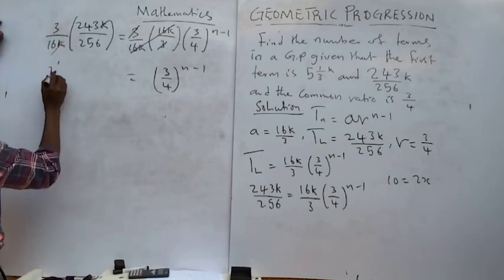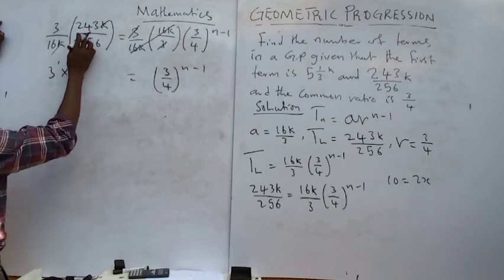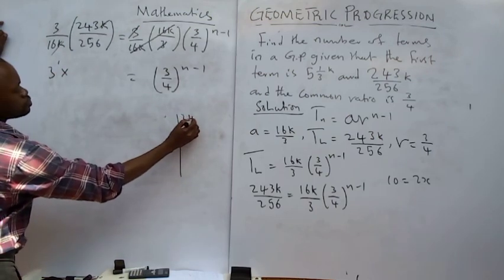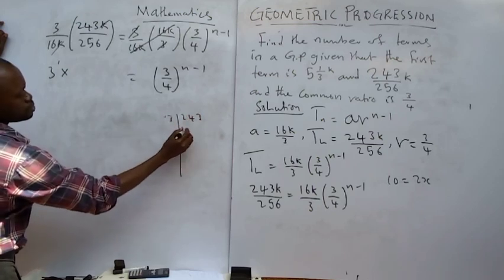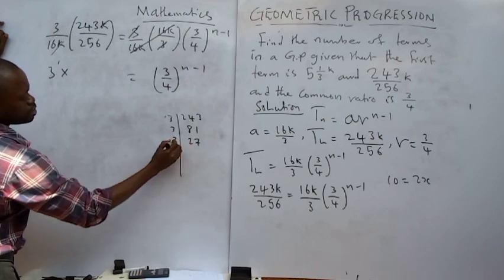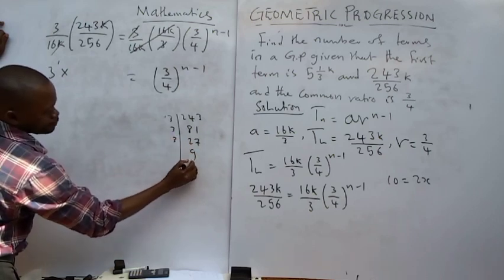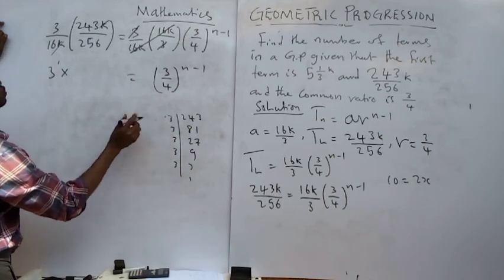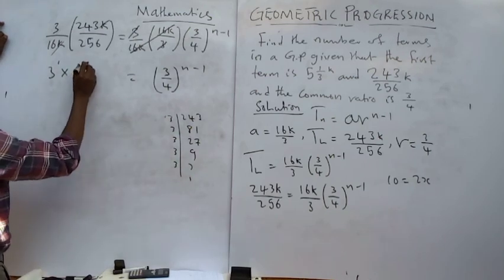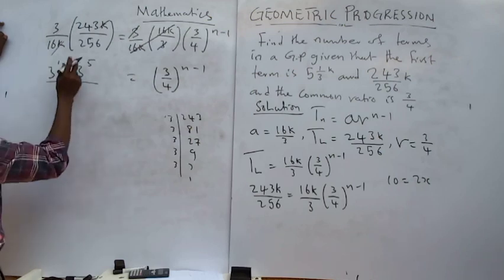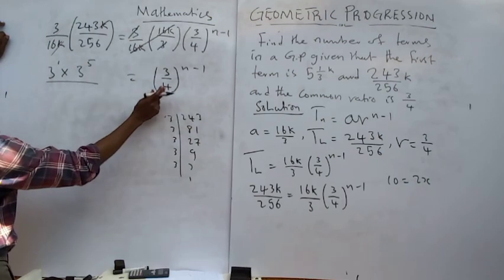3 to the power 1 times 243. I think 3 divided this is 81. 3 again, 27. 3 again, 9. 3 again, 3. 3 again, 1. 1, 2, 3, 4, 5. So this is 3 raised to the power of 5, all over 16. And this, since here I'm seeing 4.